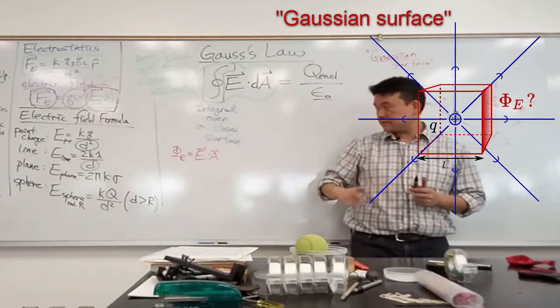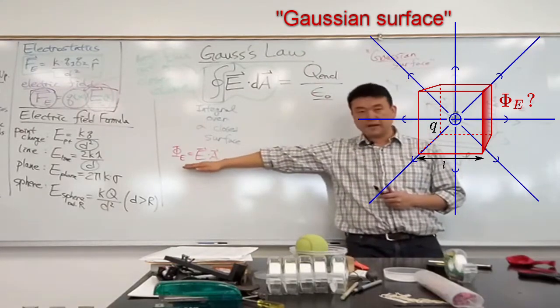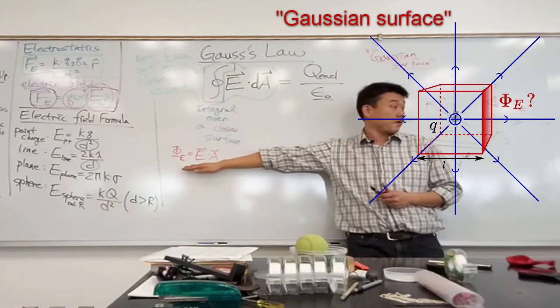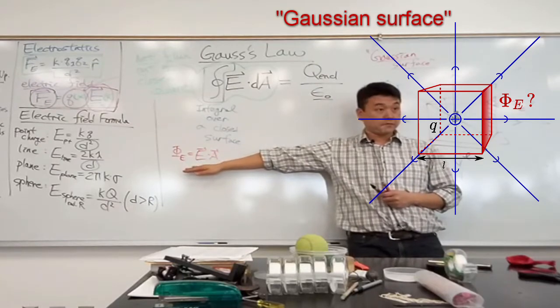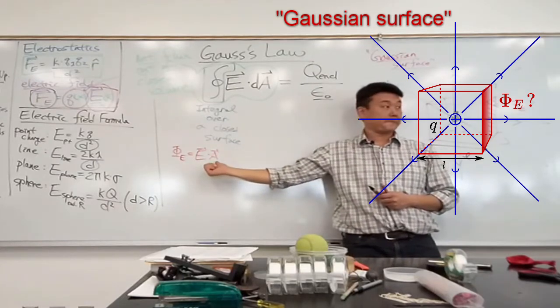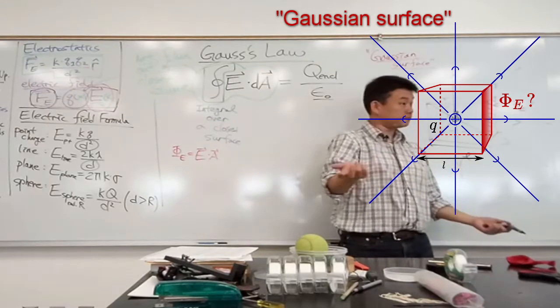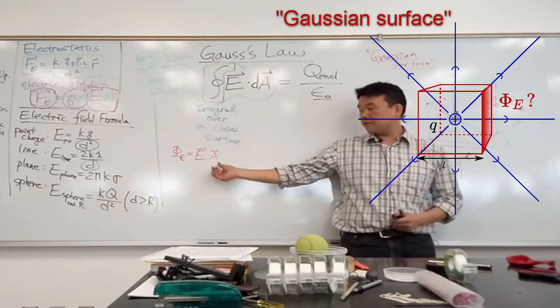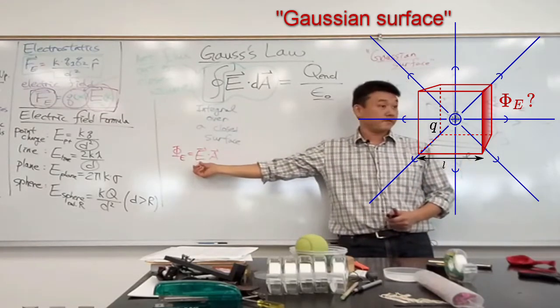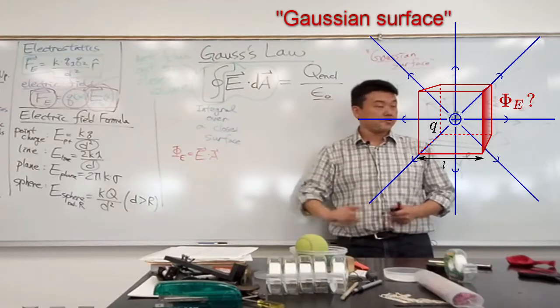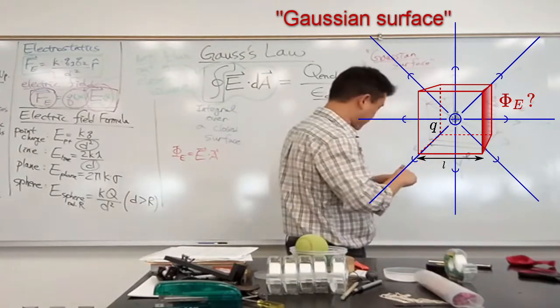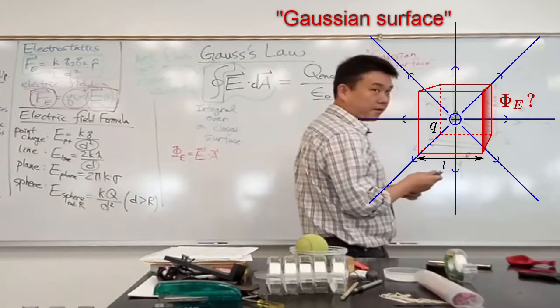Okay, let me ask this. When you look at an expression like this, the first thing you should ask is, is there a value you can plug in for area? Yes? L squared, right? Area of a cube. Okay, not that hard. Is there a value you can plug in for electric field?